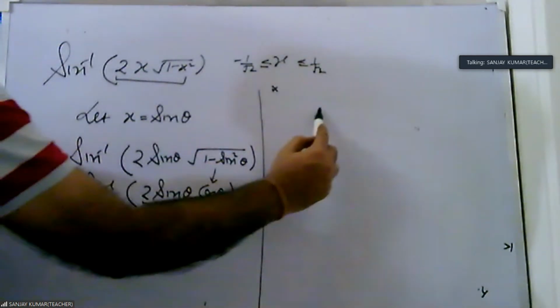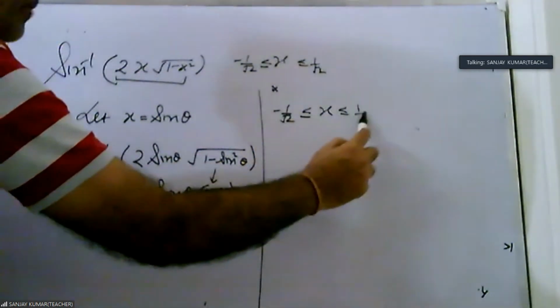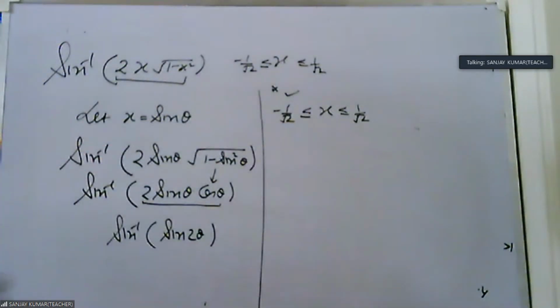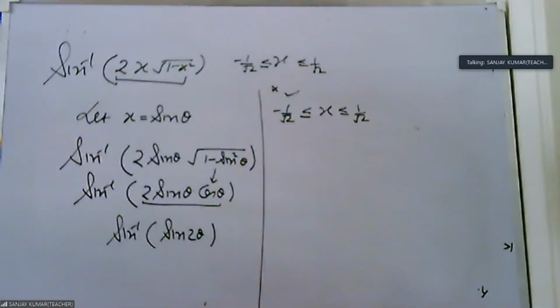Look, x lies between minus 1 by root 2 to 1 by root 2. This is the difficult part of inverse trigo. But we will never check this in any question. It is always given according to this. They never create the problem, not in NCERT, not in RD. Only in exemplar they give one or two questions.